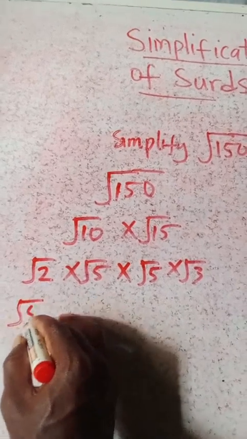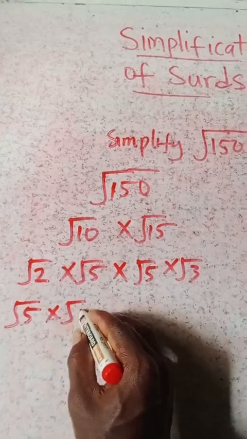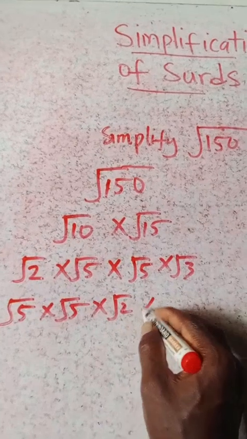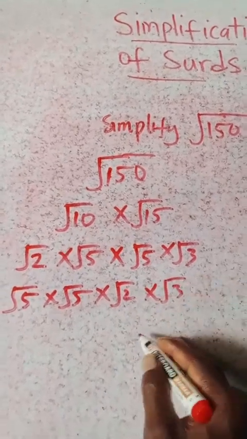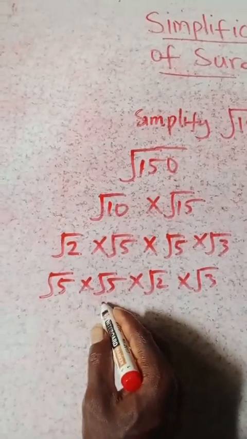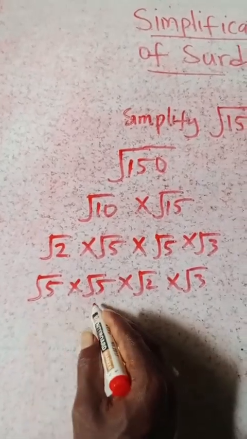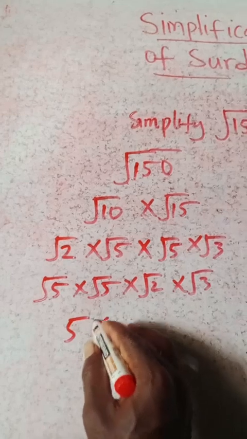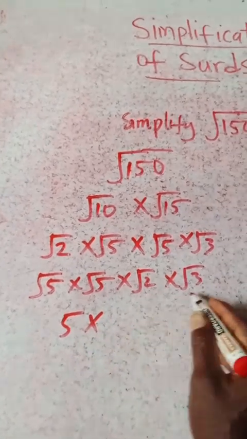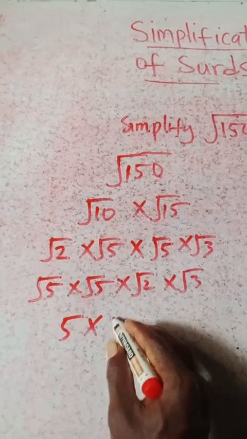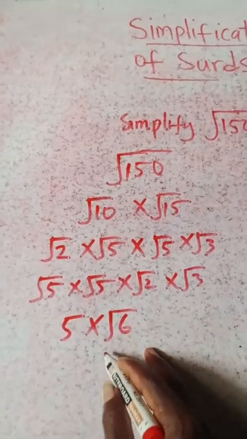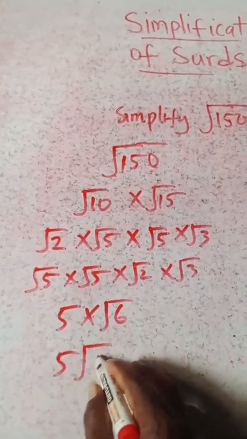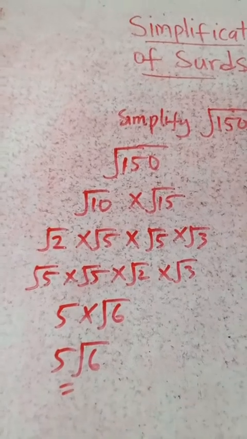This will be root 5 times root 5 times root 2 times root 3. Root 5 times root 5 is 5, because root 5 times root 5 is root 25, and the square root of 25 is still 5. That is why we are writing 5. Then root 2 times root 3, the roots are not the same, so it will be root 6. And 5 times root 6 will be 5 root 6. That is the answer.